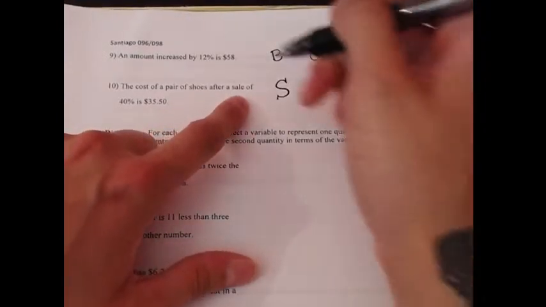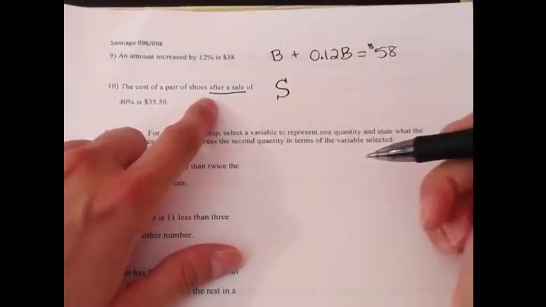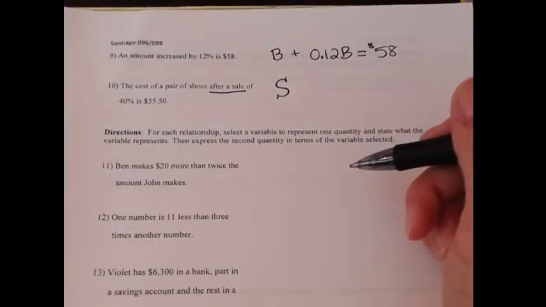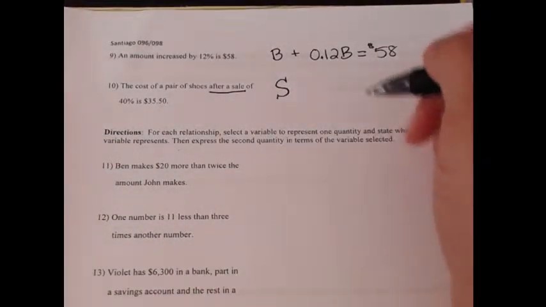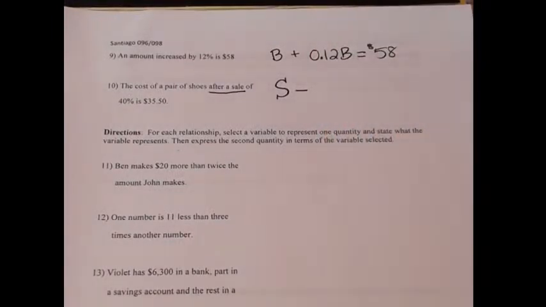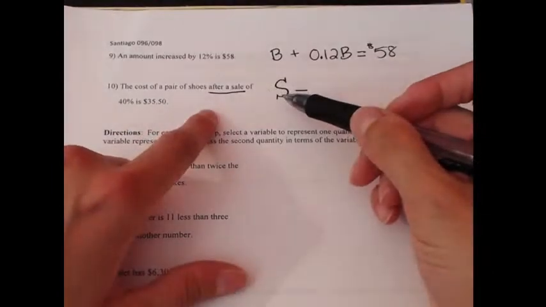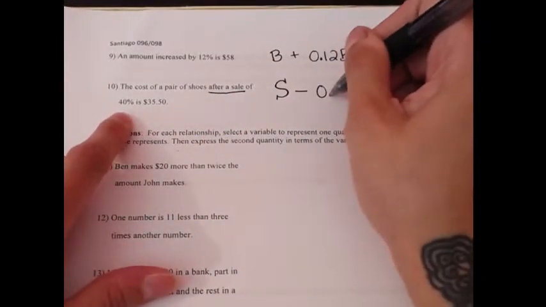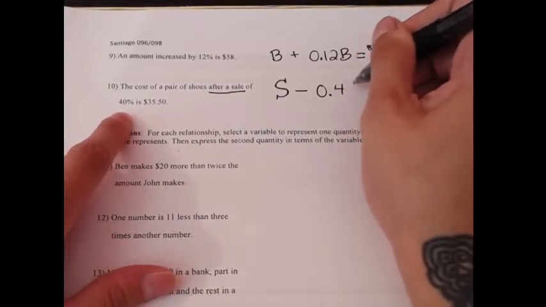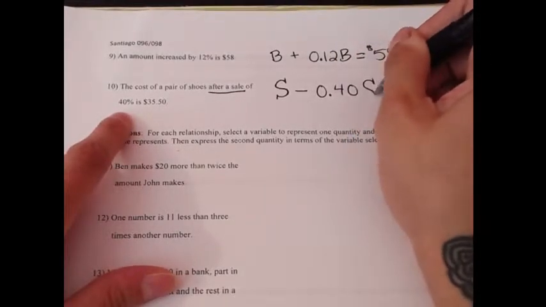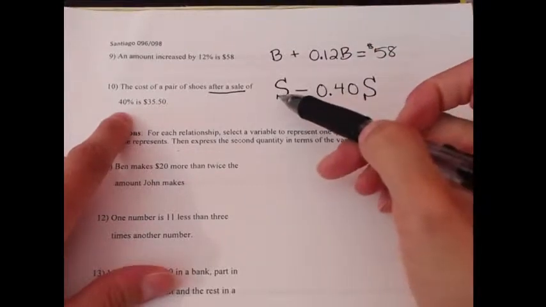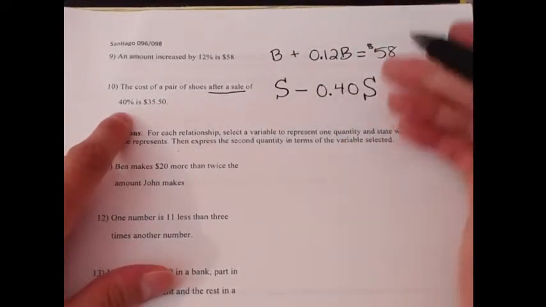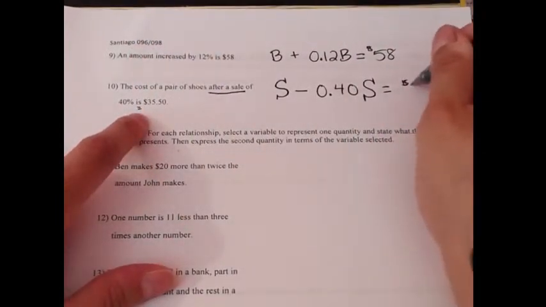After a sale, this whole concept here, I want you to think of when you have a sale, when you have a discount, things like that, you're subtracting the value. So the cost of a pair of shoes after a sale of 40%. So 40% can be 0.4 or 0.40. And then, of course, we need the cost of the pair of shoes. So the cost of the pair of shoes minus 40% of the pair of shoes is $35.50.